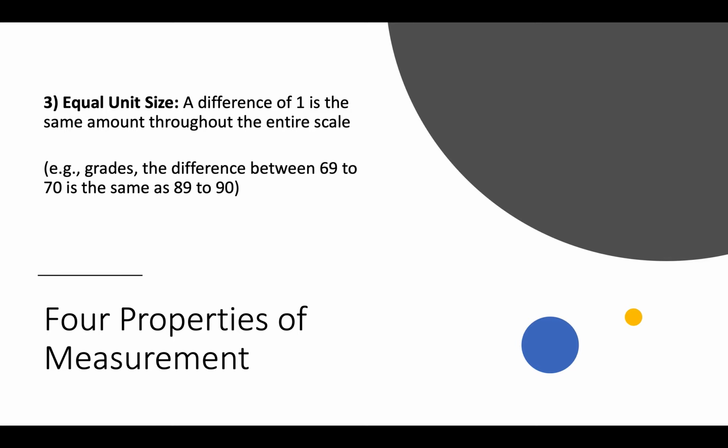The third property of measurement is equal unit size. So equal unit size means the difference between scores on the entire scale is consistent. So a difference of 1 means the same thing on the whole scale. Now grades is the example here. If you took the whole entire spectrum of grades you could receive in this class, a 0 to 100, the difference between a 69 and a 70 would be the exact same difference as an 89 to a 90, right?